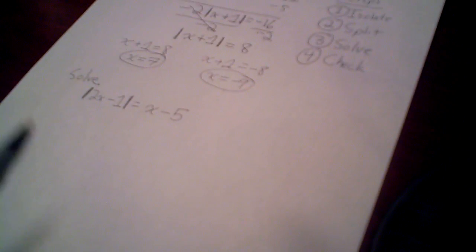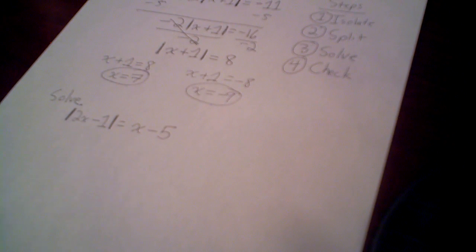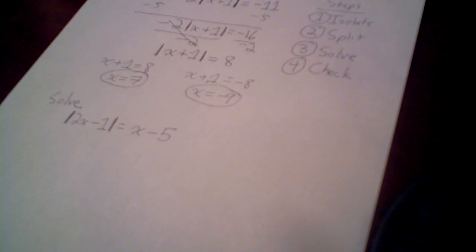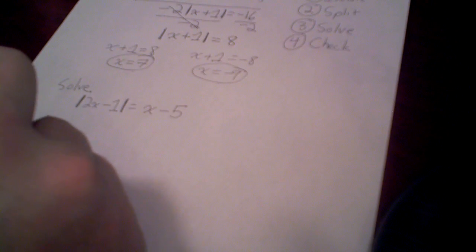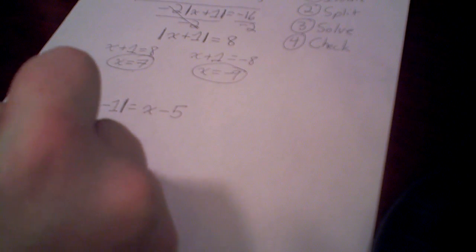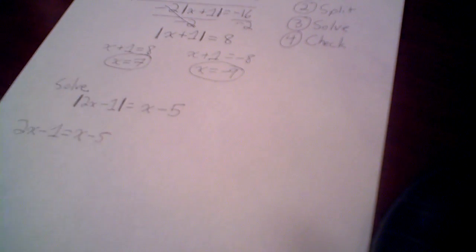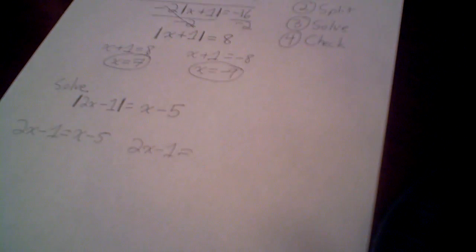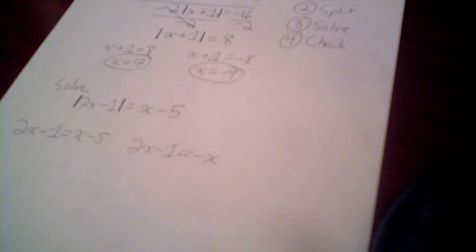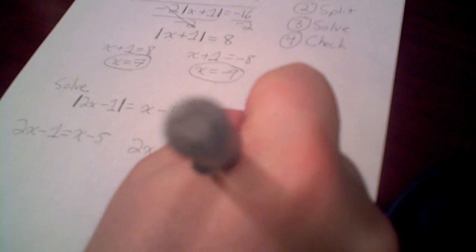Now let's take a look at a problem where you have a variable on the outside. Still the same four steps. Isolate. Well, that's already done for me on this problem. So I can jump right to split. So split into two different equations. The first one is exactly the same. For the second equation, I have to negate the opposite side. So positive x becomes negative x. Negative 5 becomes positive 5.